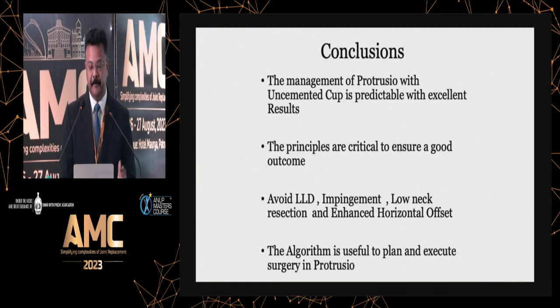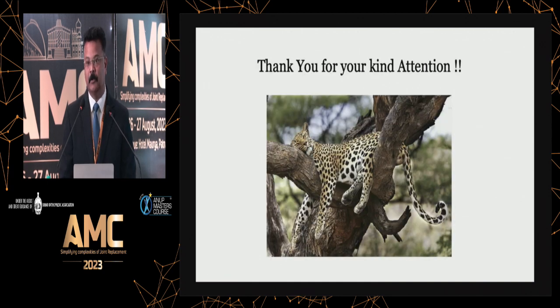So to conclude, the management of protrusio with an uncemented cup is predictable with excellent results. The principles are critical to ensure a good outcome. So the few things to be avoided are limb length discrepancies, impingement, low neck resection, and an enhanced horizontal offset. The algorithm is useful to plan and execute surgery in protrusio. I thank you all for your kind attention.